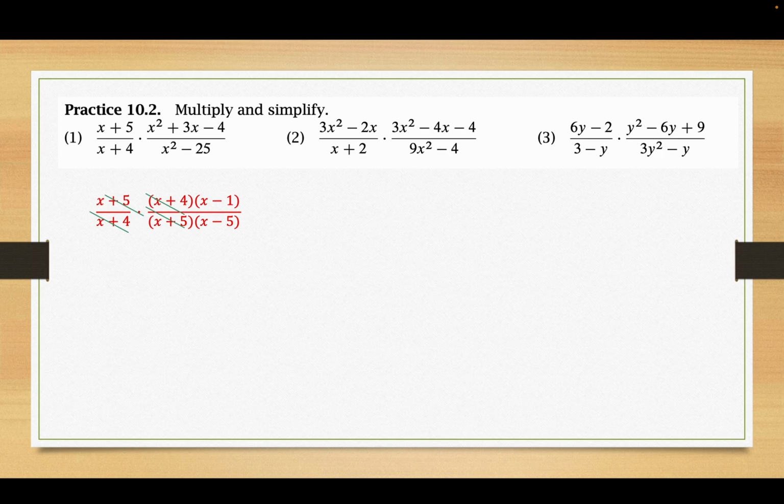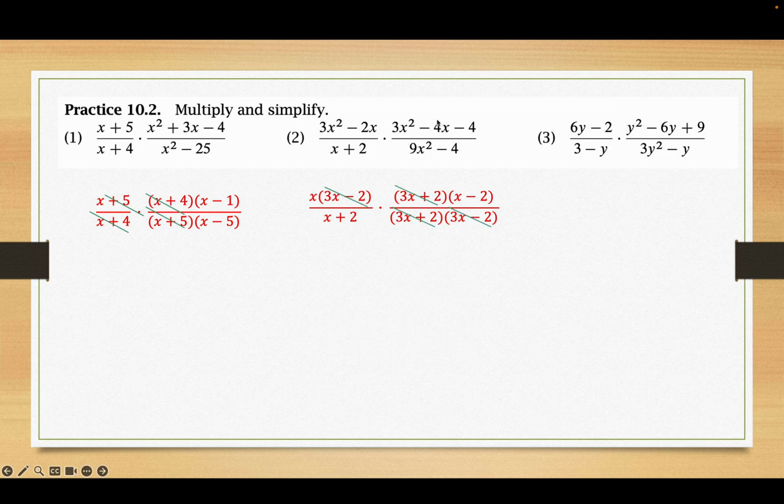Okay, so for number 2, I'm going to factor out the x on the upper left. So it's x times 3x minus 2. X plus 2 stays in the bottom. Numerator up here, that's 3x plus 2 times x minus 2. And in the denominator, more difference of two perfect squares, 3x plus 2 times 3x minus 2. Oh, look, I could cancel the 3x plus 2s. I could cancel the 3x minus 2s. Looks like about it. All canceled.